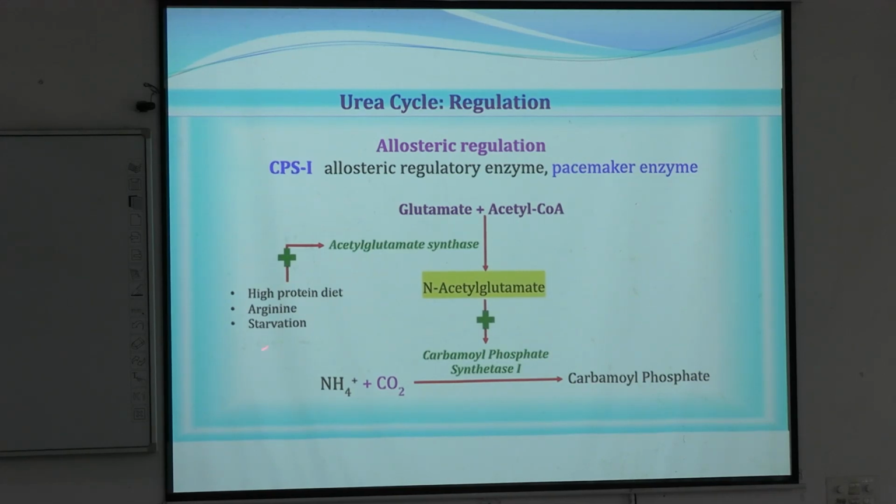And what are the factors that will lead to formation of more N-acetylglutamate? That is high protein diet, arginine and starvation. In case of starvation, what happens? Protein breakdown increases. So increased protein in our blood will lead to increased production of N-acetylglutamate, and thus this reaction will move forward. And this is a one-way, irreversible, rate-limiting reaction.